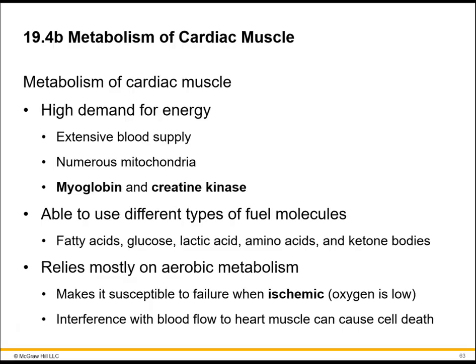The problem with this is that it makes these cells susceptible to failure when they are ischemic, that is, when oxygen supply is low. So any interference with blood flow to the heart muscle can cause cell death.